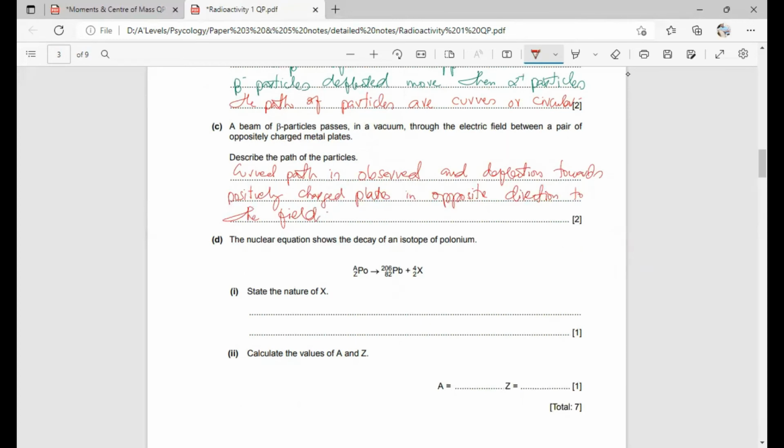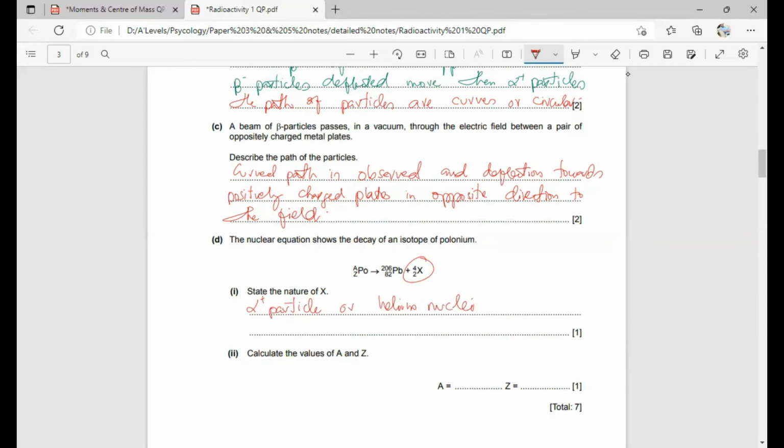Now the nuclear equation as shown, this is the transmutation. What is exactly your X particle? This is your alpha particle, or you may write helium nuclei. Helium nuclei, you may write. Okay. Calculate the value of A and Z. Acha, one more thing.